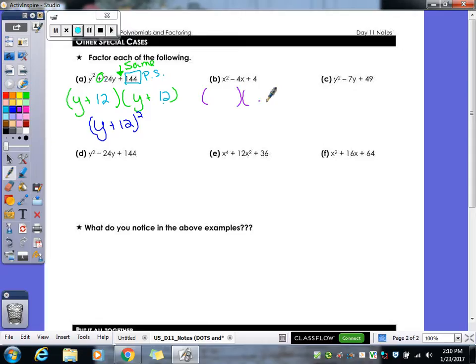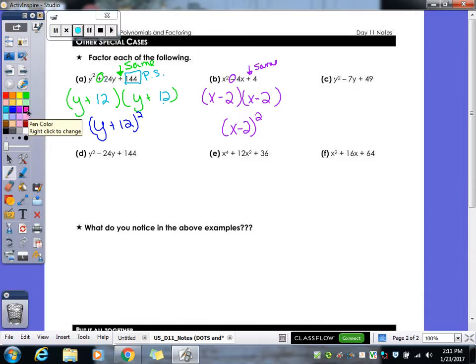So let's try this next one. Same thing, only this time our signs are both going to be negative. This means they're the same. That tells me they're both going to be subtraction. So x minus and x minus. And then we have to figure out what multiplies to give us 4 but adds to 4. And that would be negative 2 and negative 2. So we would rewrite that as x minus 2 squared.